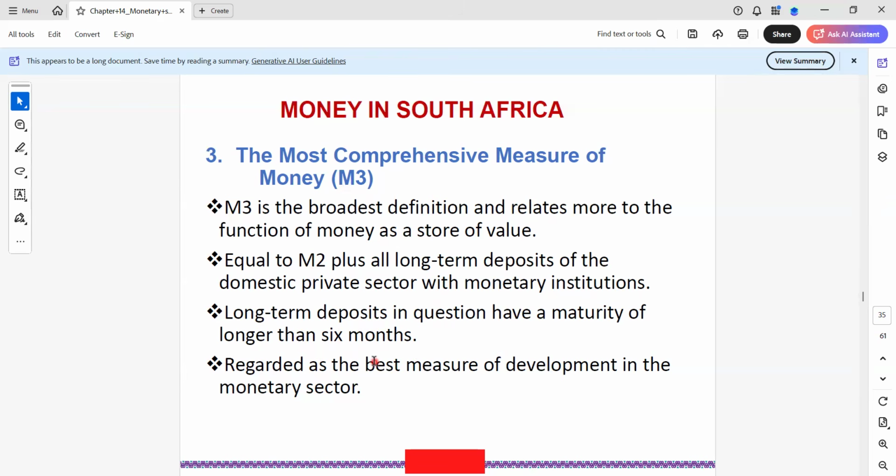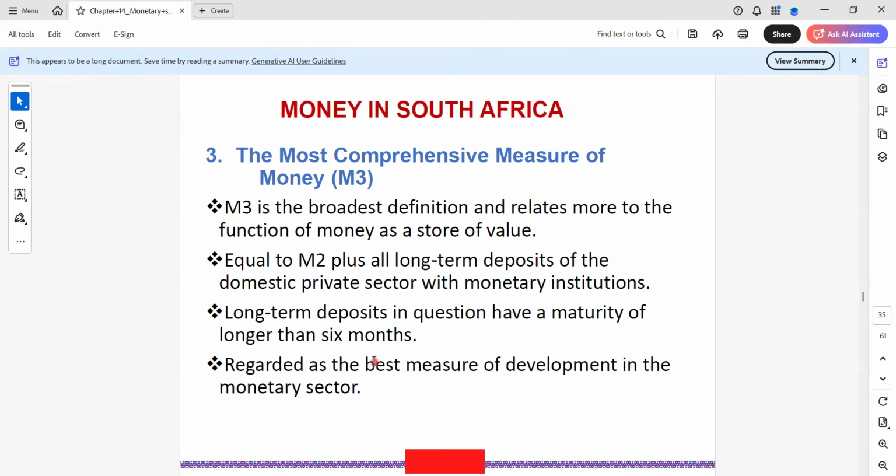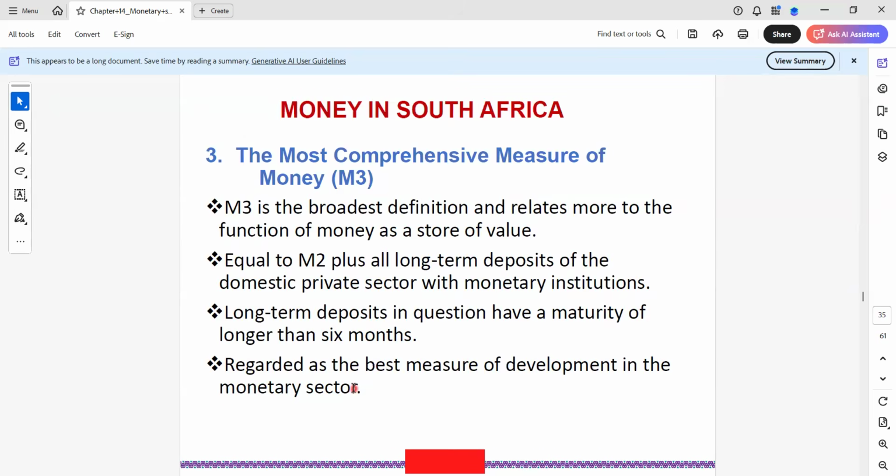We said M1 is the narrowest definition and M2 we said is the broader definition. So M3 is the broadest definition simply because it grouped together all the monies, right, from M1 until M3, which consist of long-term deposits, right? It is regarded as the best measure of development in the monetary sector. So financial intermediary. So I hope you guys got this one.